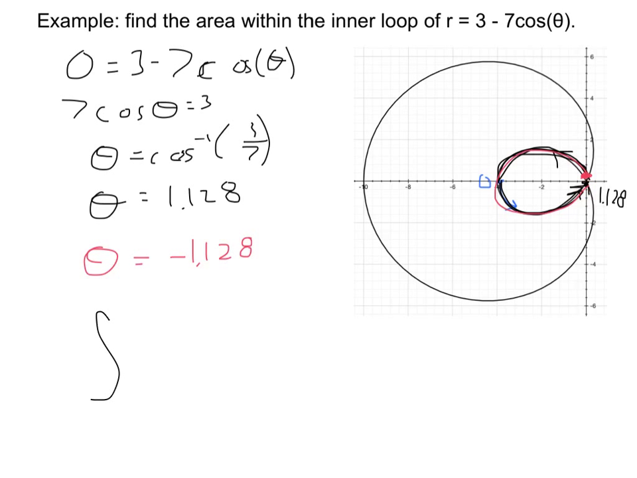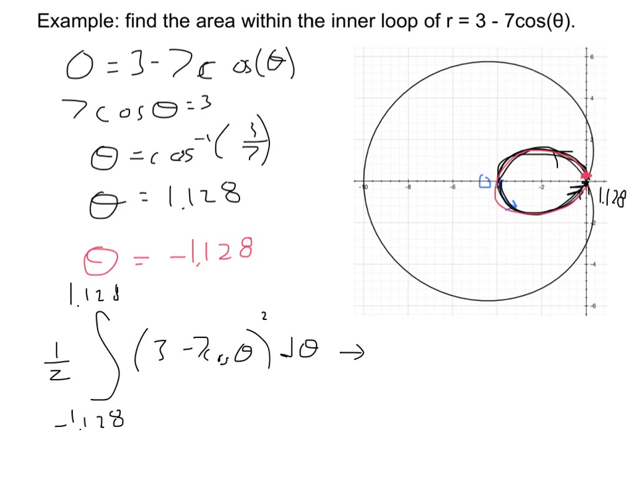I want to do the integral from negative 1.128 to 1.128. Remember, it needs to be 1/2 times that, times my radius, which is 3 minus 7 cosine theta, squared d theta. Practically speaking, when you do this on a calculator, you're probably going to have this stored as your R1, and so as I'm punching that into the calculator, I'm actually using R1. These values here I actually did as negative a and positive a because I'd stored them on my calculator.